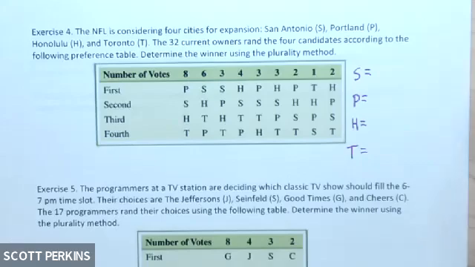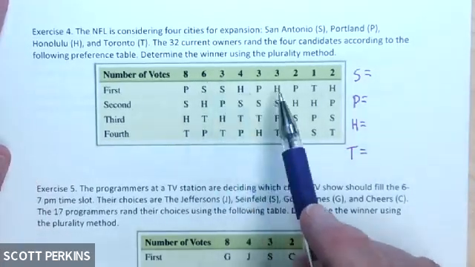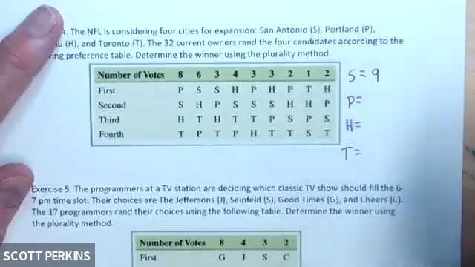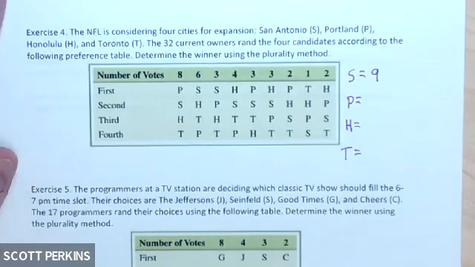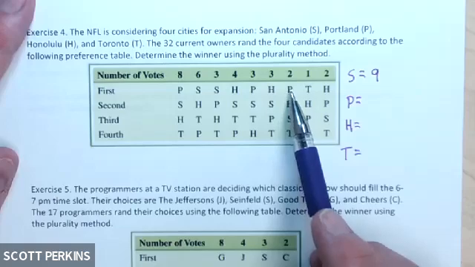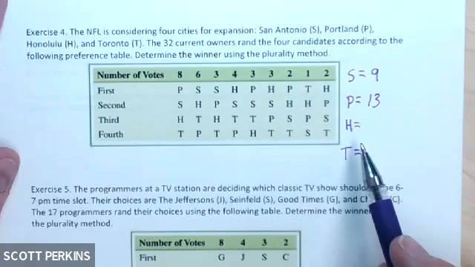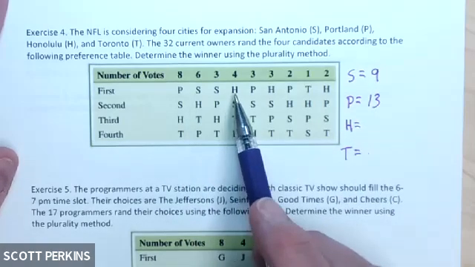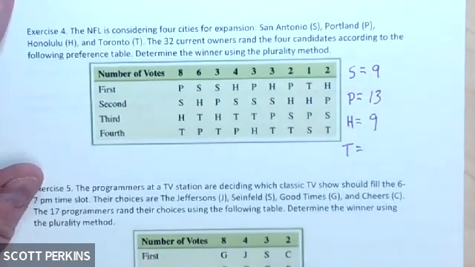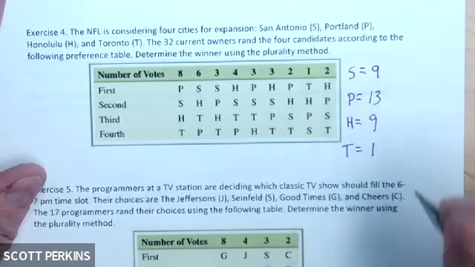Okay, so for this one, San Antonio occurred, let's see, 6, 9, I got 9. If you get a different number than me, or if you don't see where I got my number, let me know, but 9 people voted for San Antonio. Portland got 8, 11, 13, that's 13 for Portland. Then Honolulu, that'd be fun. Honolulu got 4, and then 7, and then 9. And then last but not least, Toronto. Toronto got 1 vote. That's not a good showing.